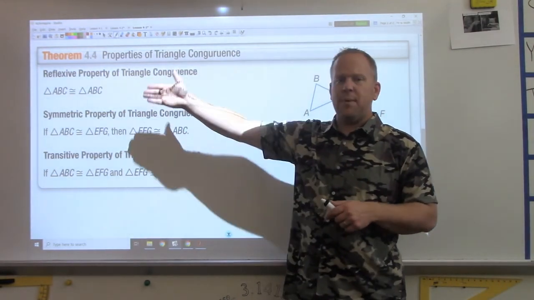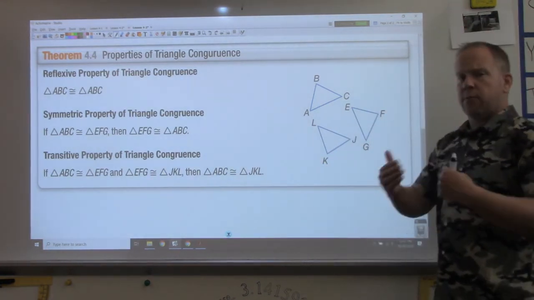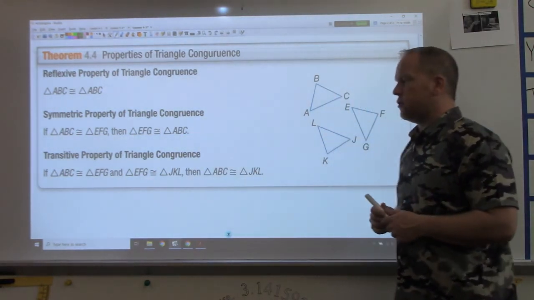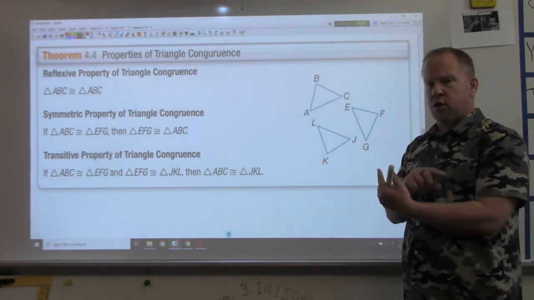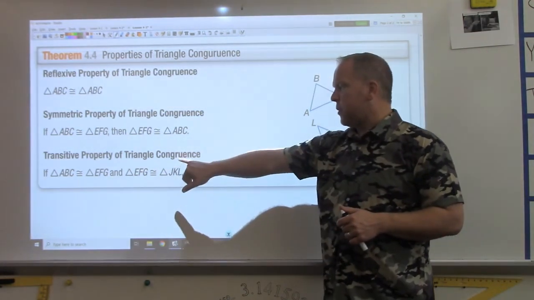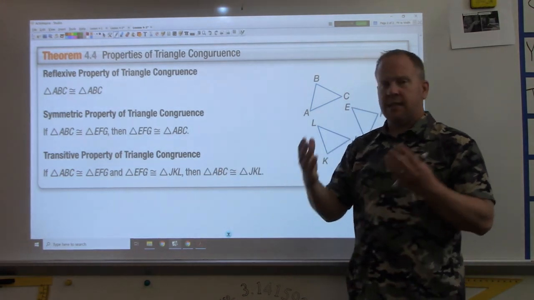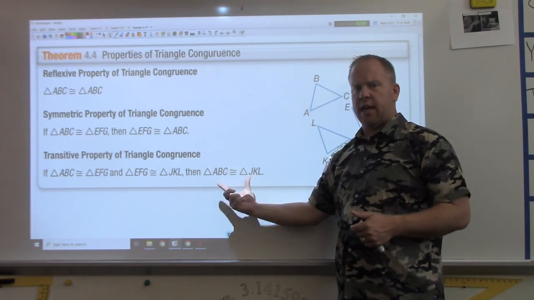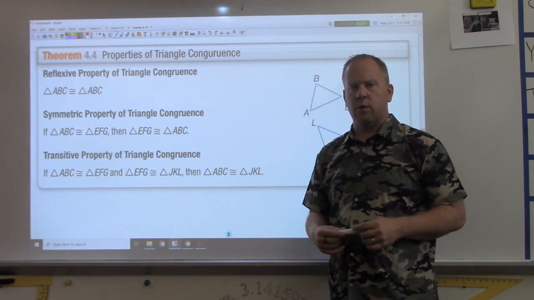Reflexive property. Triangle ABC is congruent to triangle ABC. It's congruent to itself. Reflection, kind of like your reflection in a mirror. Symmetric. If triangle ABC is congruent to triangle EFG, then EFG is congruent to triangle ABC. Turn it around. Symmetric. That's it. Okay? Transitive property. If ABC is congruent to EFG and EFG is congruent to JKL, take out the one that's in the middle, that's in both of them. ABC is congruent to triangle JKL. Those are your reflexive, symmetric, and transitive properties of congruent polygons.